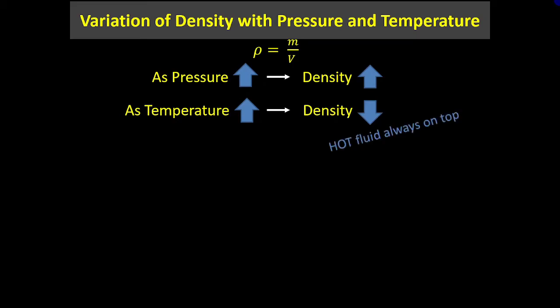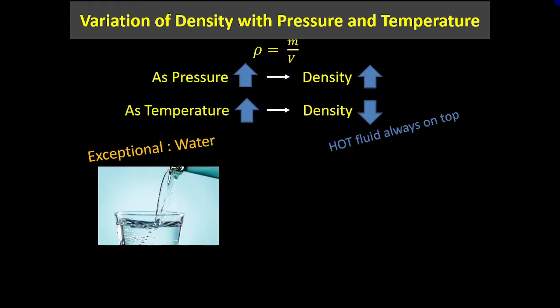That means if I heat the fluid, the heated part will try to move in the upward direction and the colder part will try to move in the downward direction. There is one exceptional case, that is water. Water has density 1000 kg per meter cube, but at 4 degrees centigrade. If we increase the temperature of water beyond 4 degrees centigrade, the density goes on decreasing. Also, if I reduce the temperature of the water below 4 degrees centigrade, the density also decreases.